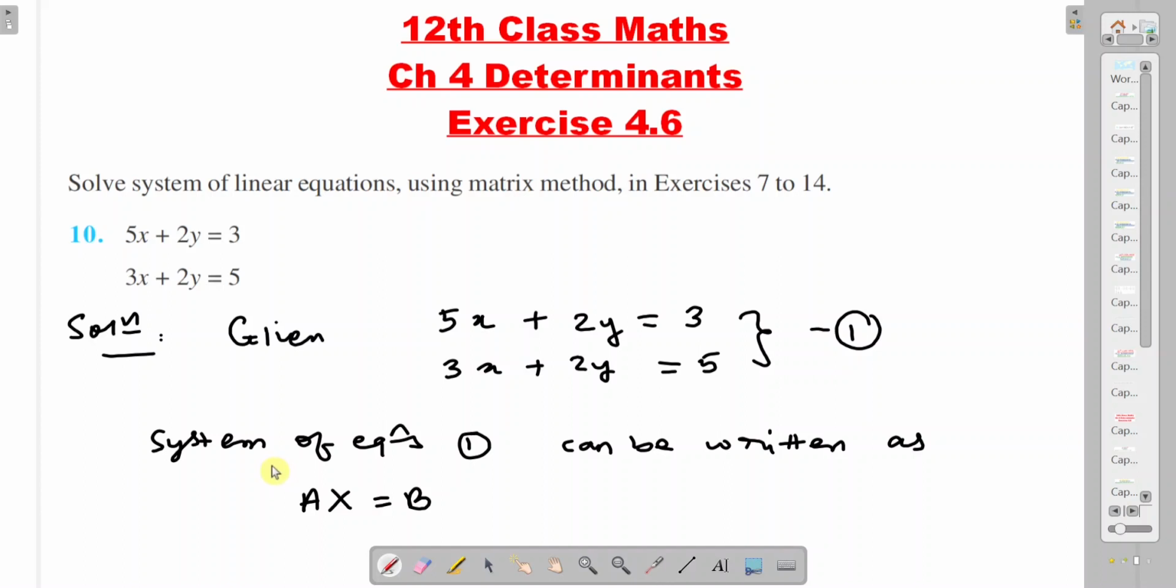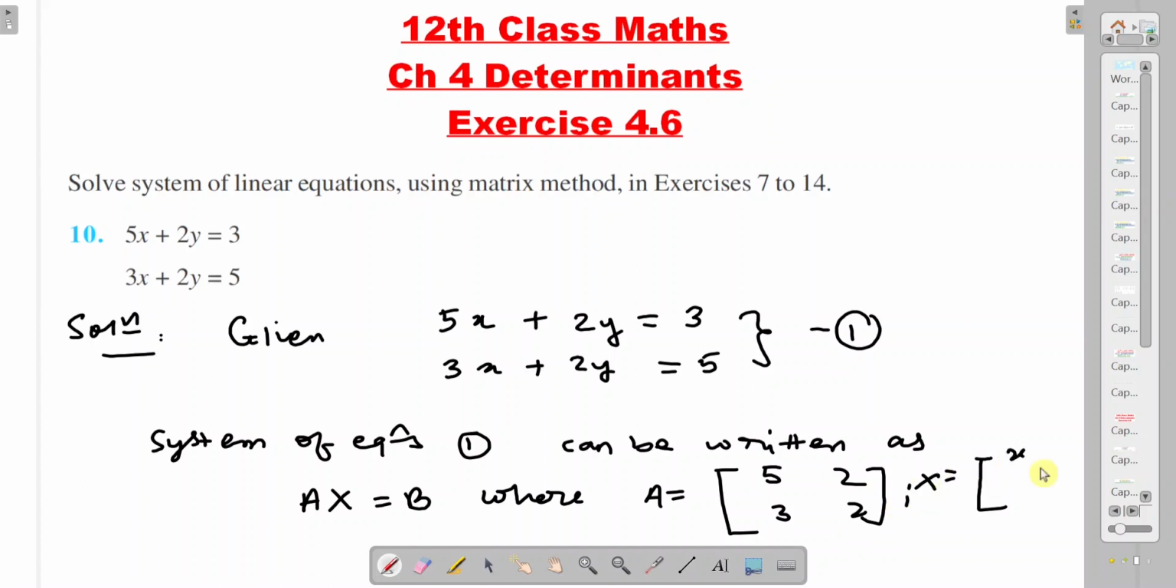If you have not watched my previous videos, please do watch them. So system of equations 1 can be written as AX equal to B, where A is the coefficient matrix 5 2 3 2, capital X is the column matrix x y, and capital B is the column matrix containing the constants on the right hand side, 3 and 5.